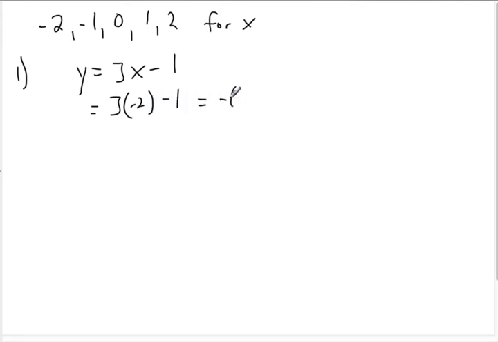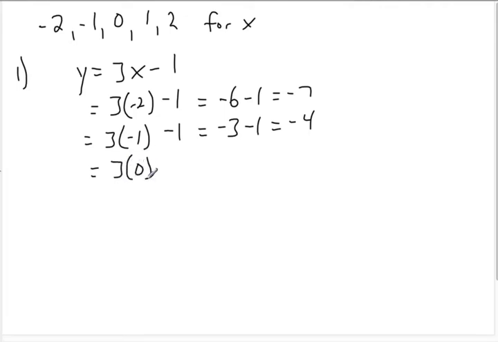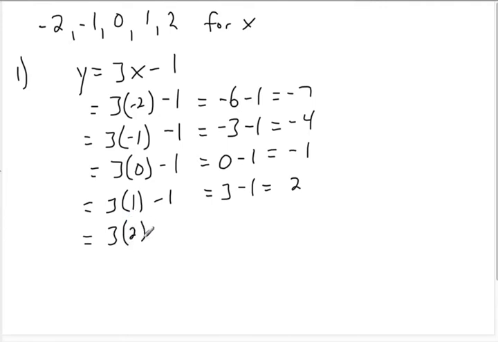So for -2 we get -6 minus 1, which is -7. For -1 we get -3 minus 1, which is -4. For 0, we get 3 times 0 minus 1, which is 0 minus 1, which is -1. At this point you should see a pattern developing. It looks like we're adding 3 each time. So 3 times 1 minus 1 is 3 minus 1, which is 2. And finally, 3 times 2 minus 1 is 6 minus 1, which is 5.